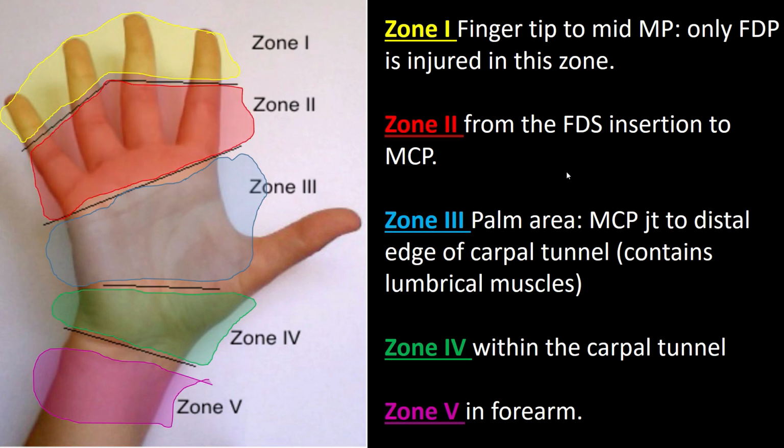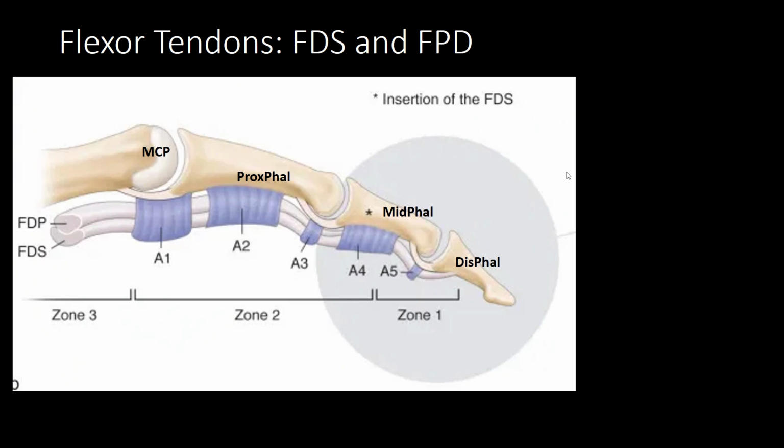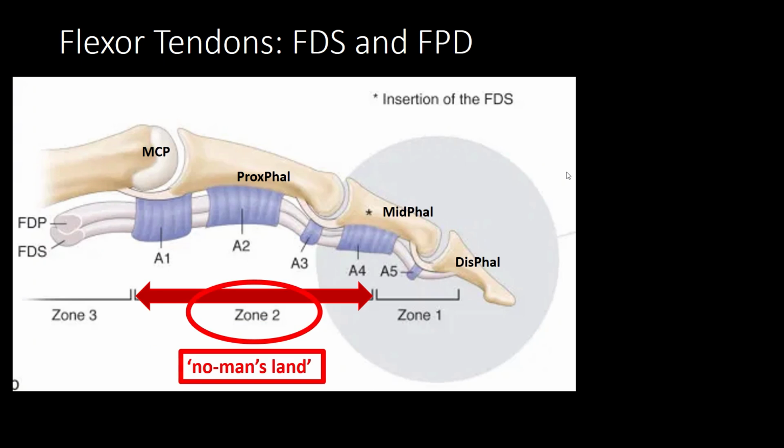We're going to focus on that Zone 2 just a little bit. This was once called no man's land because you can see the complex anatomy. It's both the FDP and the FDS, all the pulleys and accessory pulleys there. So this was a difficult repair to do if lacerations occurred in this area, and it had poor outcome as well.